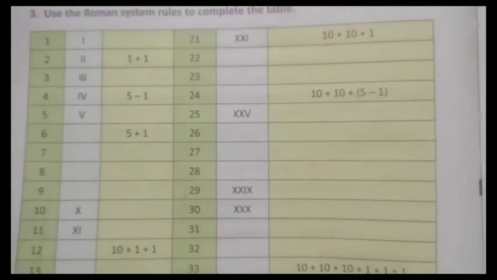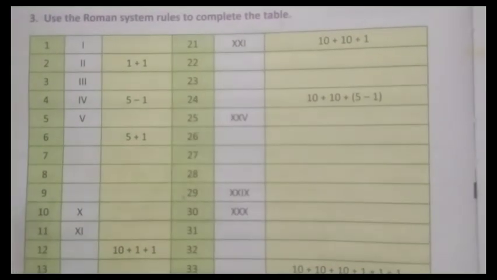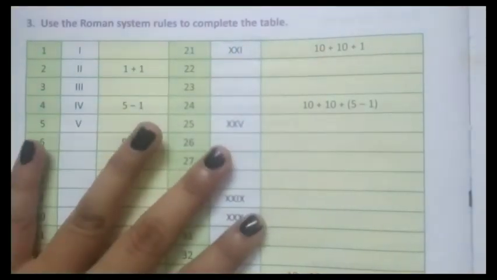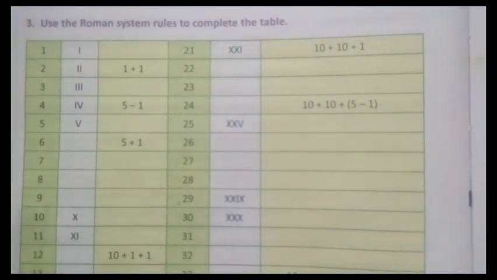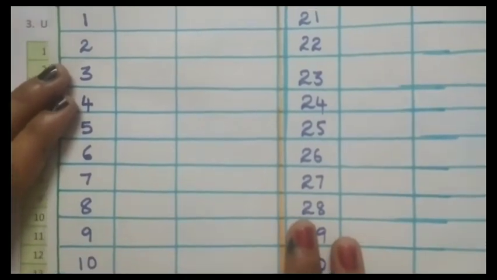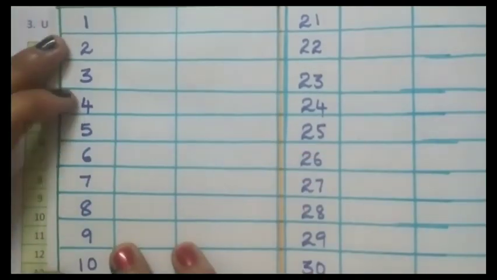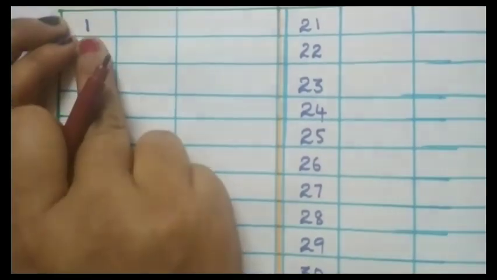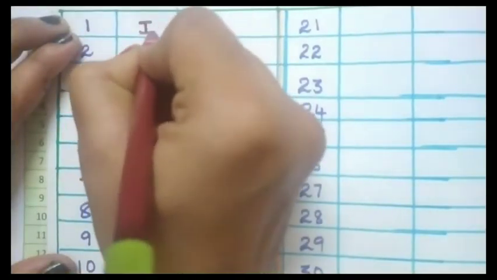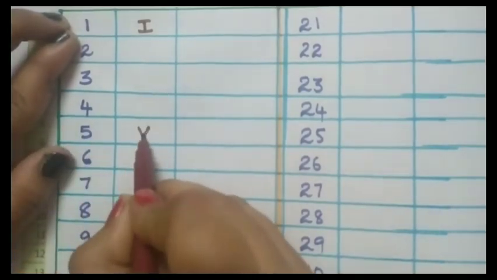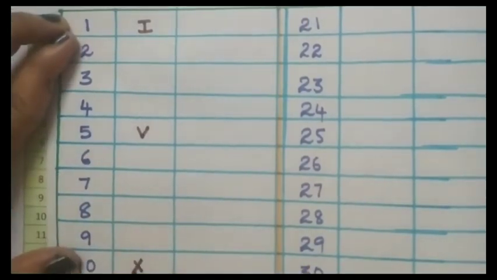Look here children, textbook page number 94. This box is given: use the Roman system rules to complete the table. Up to now we learned the rules, and by using them we have to complete this table. First, 1 to 10. As we know already, in the Roman system we write 1 as I, 5 as V, 10 as X.